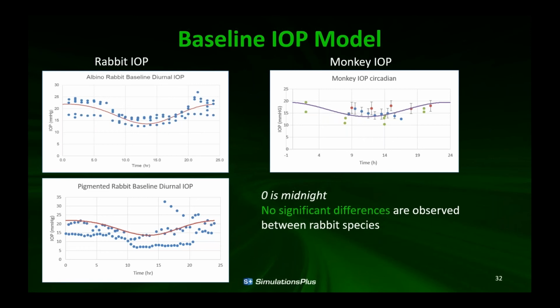We also need to incorporate the baseline before we start the drug therapeutic effect. We need to consider the baseline model. And this is also the collected data used to derive the monkey IOP model.